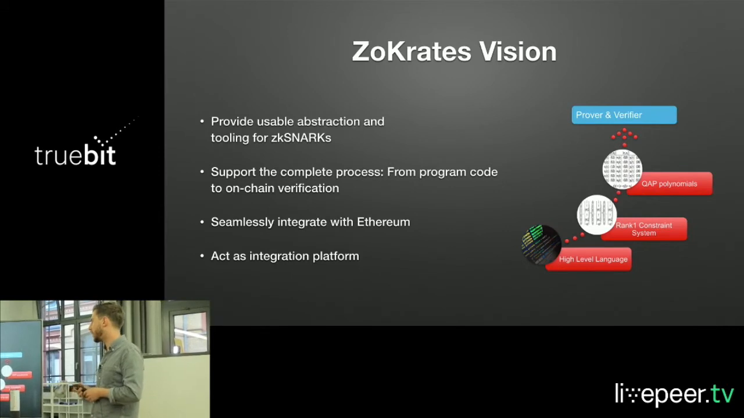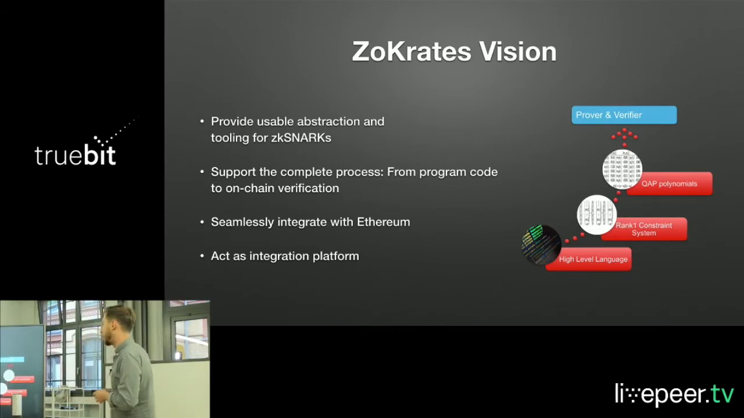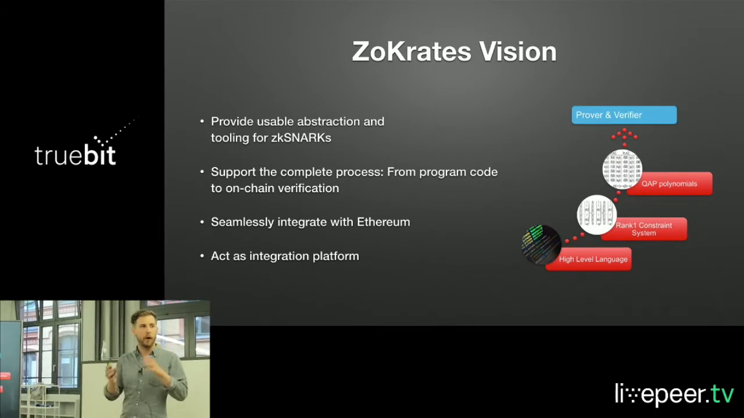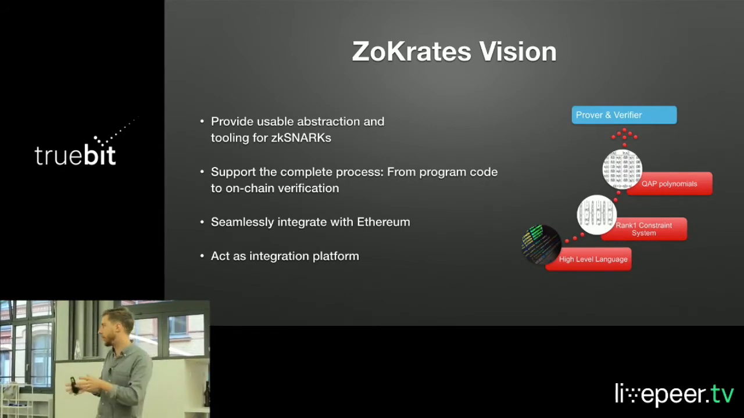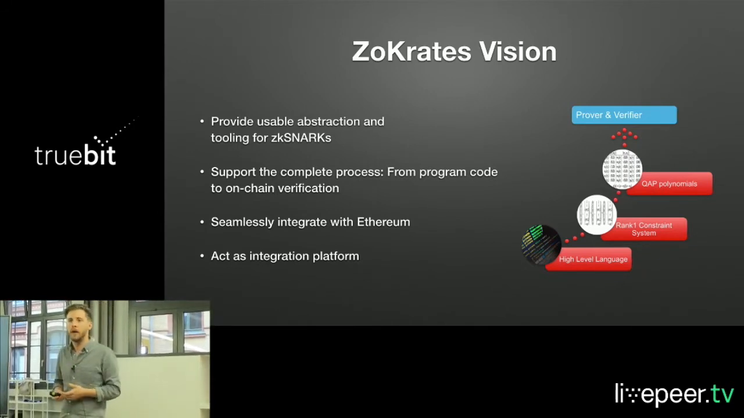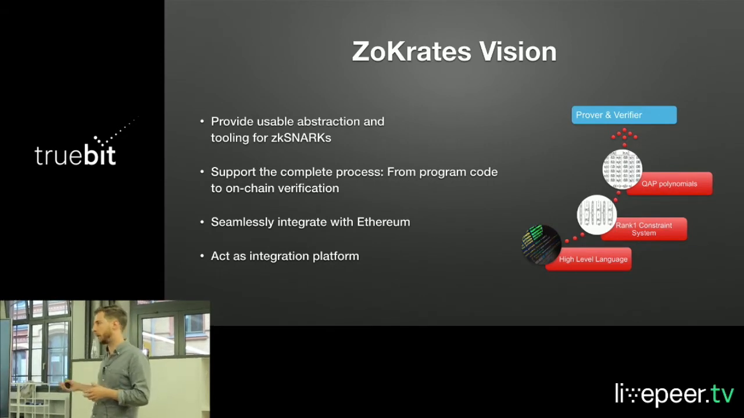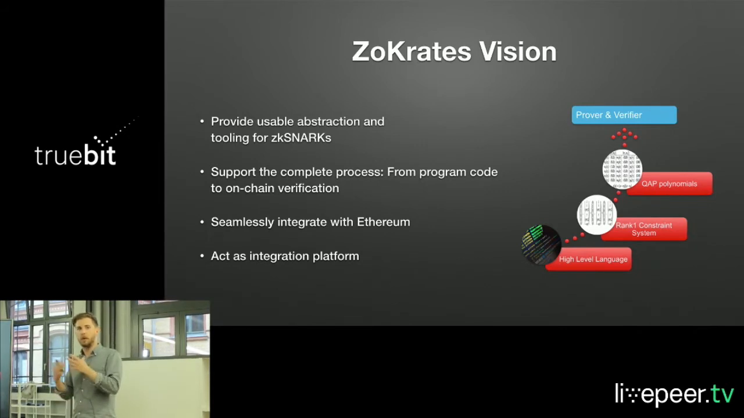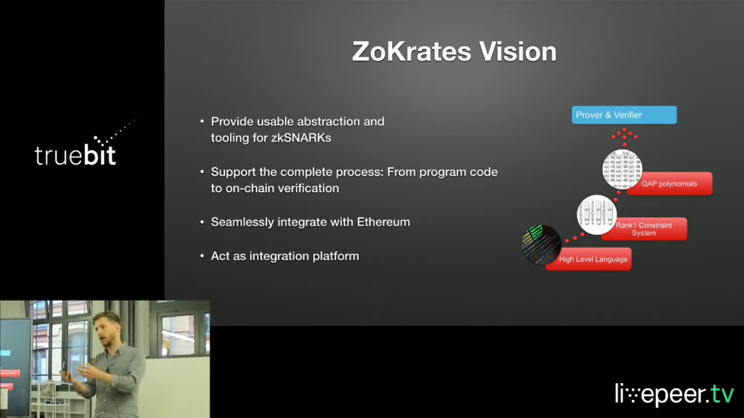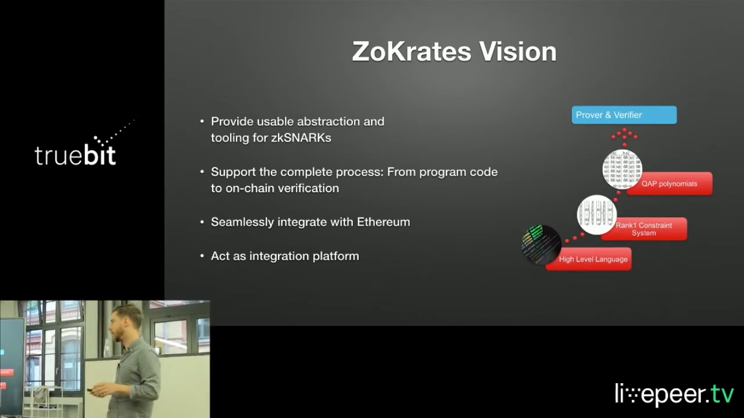So the vision for ZoKrates is to provide a more usable abstraction and tooling to bring zkSNARKs to developers. We want to support the complete process from specifying a program to generating proofs and verifying them on the blockchain. Here we target Ethereum as the platform of our choice, although it could potentially be used with other platforms as well, because only the verifier, which is a very small component, is blockchain specific and needs to be executed on-chain. All the other stuff is covered by the toolkit and happens completely off the blockchain.